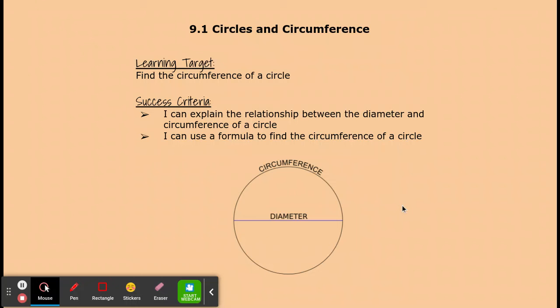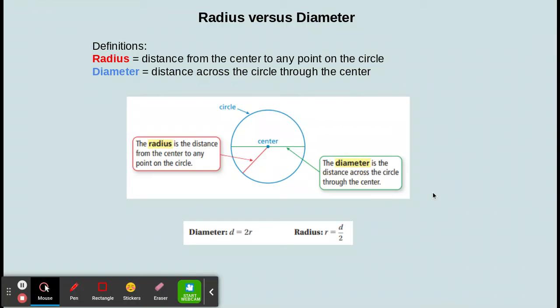9.1 Circles and Circumference. When we talk about a circle, we often talk about its radius or its diameter. The radius is the distance from the center of the circle to any point on the circle, and the diameter is the distance across the circle that goes through the center. Okay, so here we have two formulas, one for diameter, one for radius. As you know, our diameter is twice our radius, and our radius, therefore, is half of our diameter.